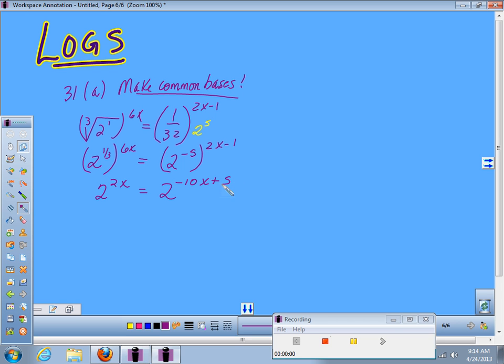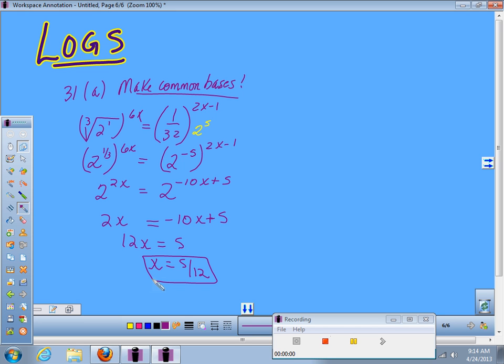Now you have successfully got both sides with base 2. What are you allowed to do once you have the same bases? You can just drop your bases and set the exponents equal. So 2x equals -10x plus 5, and you simply have to solve for x. I'd rather do these all the time than logs. And so we'd end up with a lovely 5/12. Not a big deal to solve after you get that in.